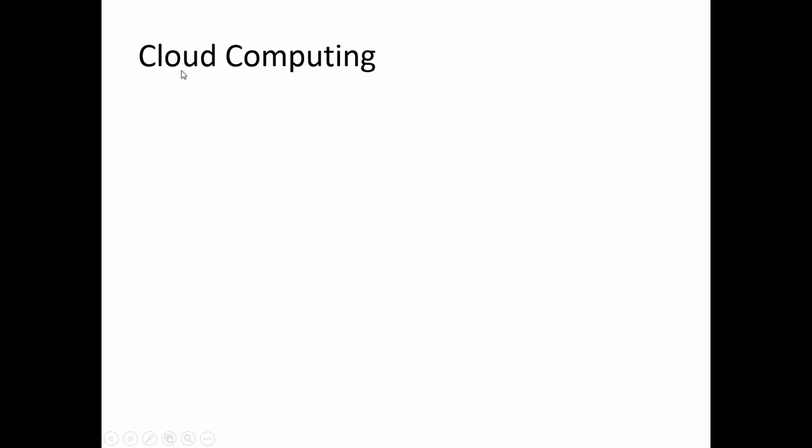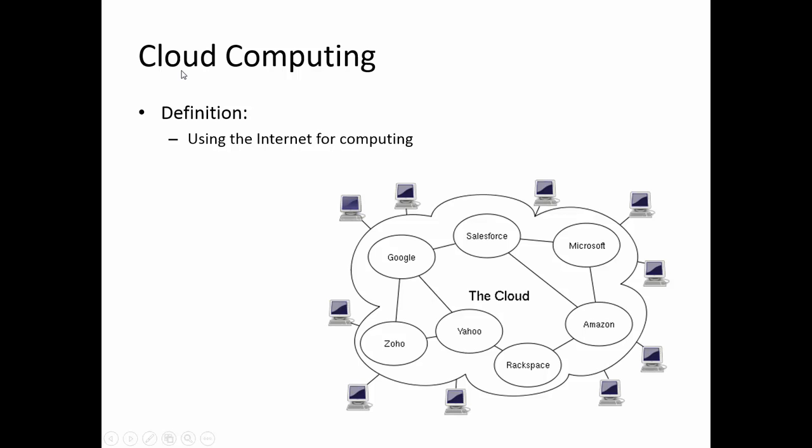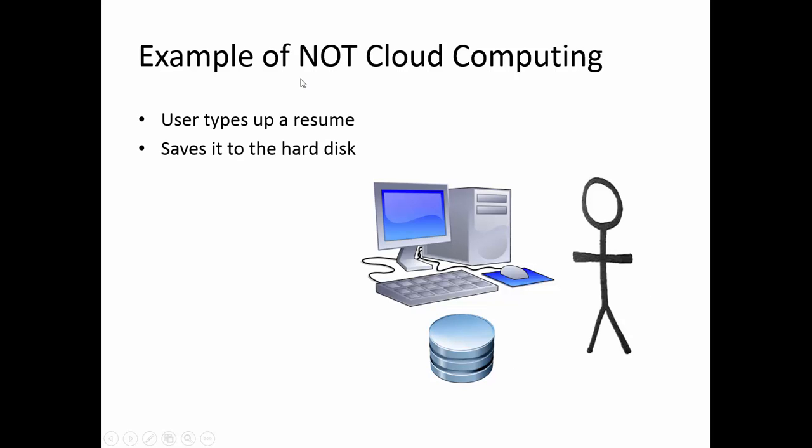Now, let's discuss cloud computing. The definition of cloud computing is simply using the internet for computing, and we use the internet for just about everything that we do these days. In fact, it's hard to find something that is not cloud computing. Here's an example of not cloud computing. A user types up a resume on a computer and then saves it to the hard disk of that computer. That is not cloud computing because it doesn't use the internet.